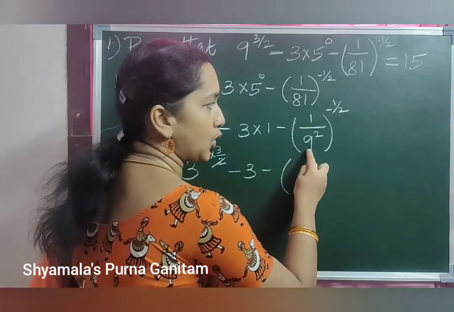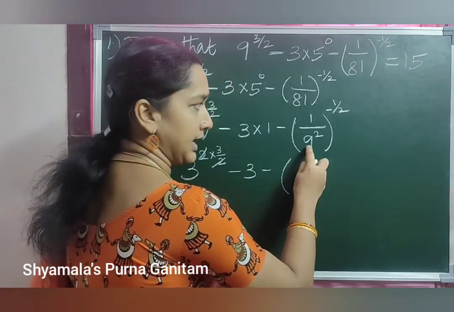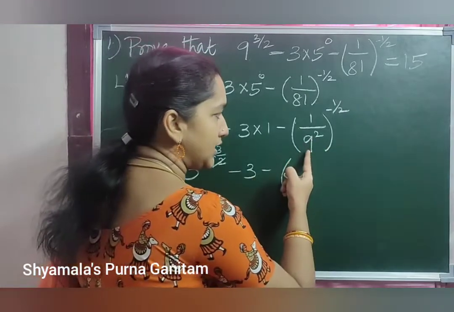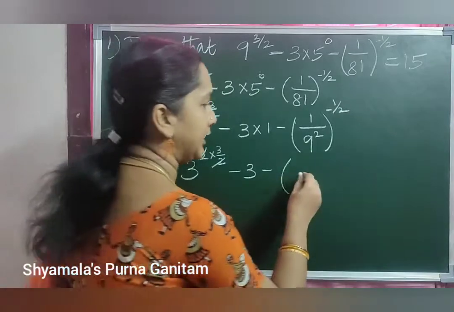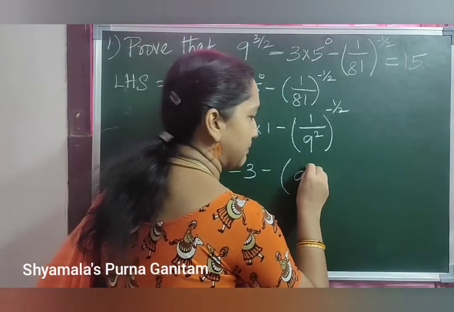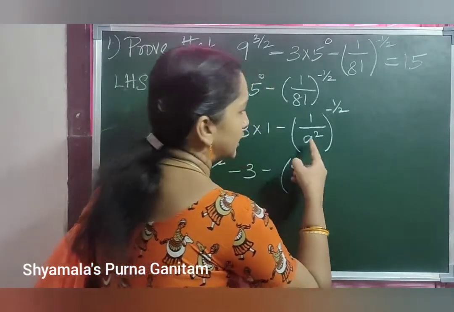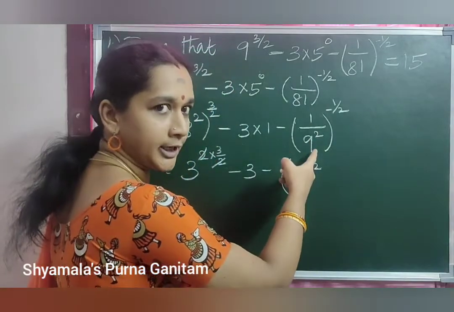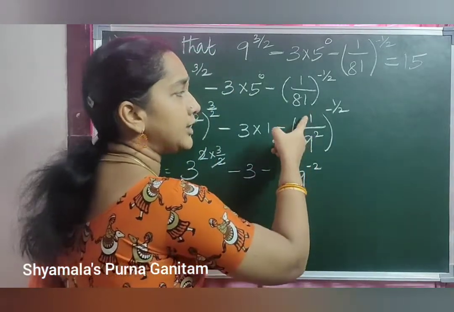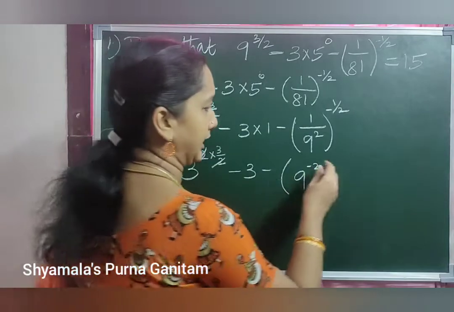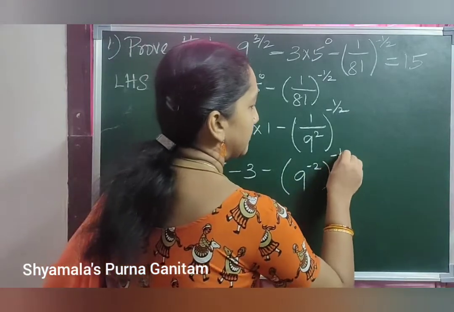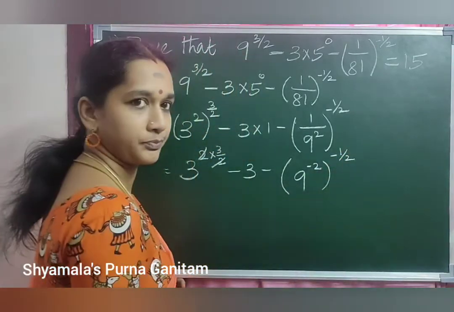So here also 9 power 2 is there. When you are bringing this to the numerator, you will get it as 9 power minus 2. This is positive, that is in the denominator. When you are bringing it to the numerator, it will become negative power. Whole power minus 1 by 2.